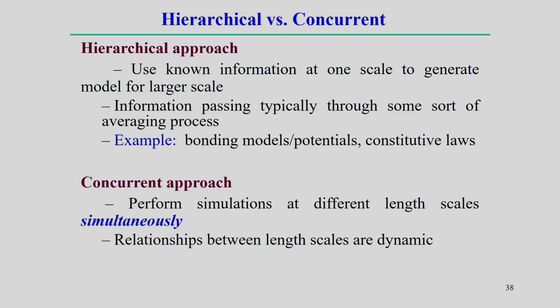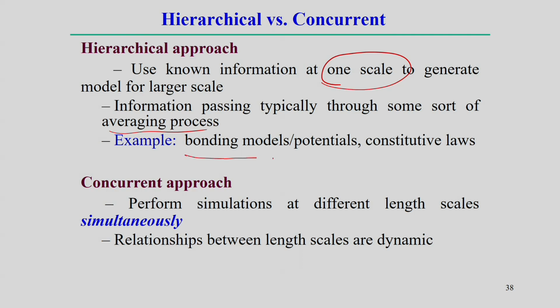So, hierarchical approach means using known information at one scale to generate the model for the larger scale. Therefore, information passing is typically through some sort of averaging process. At the lower scale we get the information, the lower scale output from the model, and then we average out the properties and pass them to the next scale. That is the typical approach in the hierarchical approach.